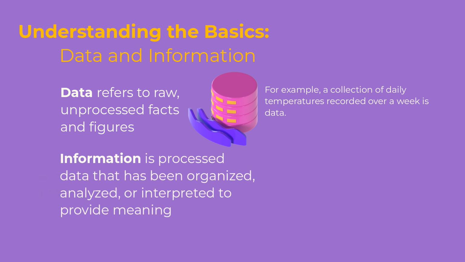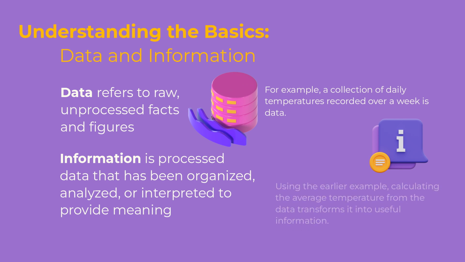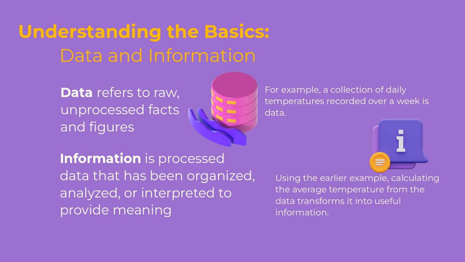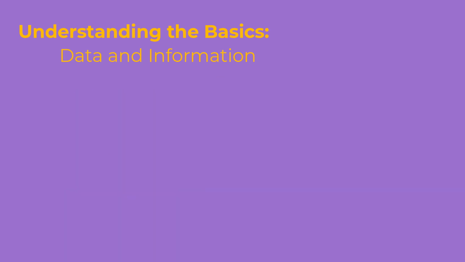Information is processed data that has been organized, analyzed, or interpreted to provide meaning. Using the earlier example, calculating the average temperature from the data transforms it into useful information. Understanding the distinction between data and information is vital because ICT tools are designed to handle both. Tools like Excel process raw data, while Power BI presents it as actionable insights.